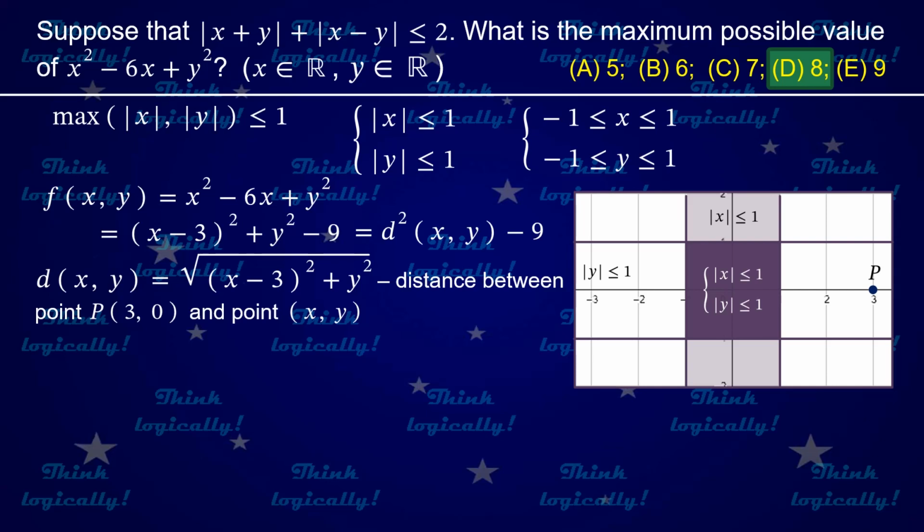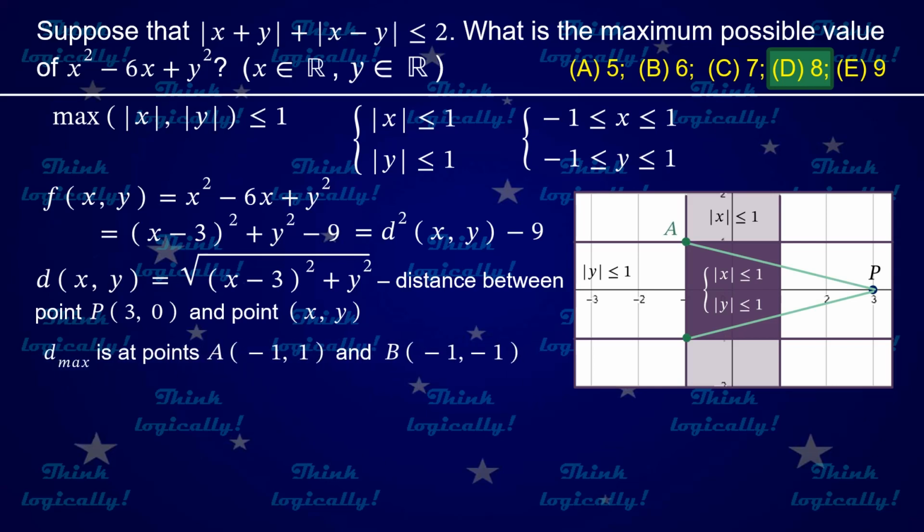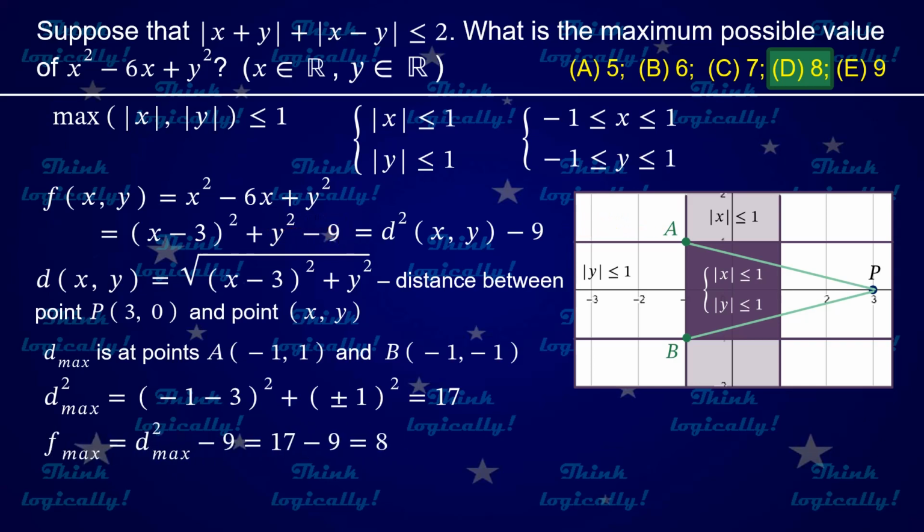And quite obviously, the longest distance to point P is reached at the left corners of the square, points A and B, where x equals -1 and y equals plus or minus 1. For these values of x and y, d squared equals 17 and f equals 8, the expected answer. I would certainly place 17 among the answers, expecting that someone may forget subtracting 9.